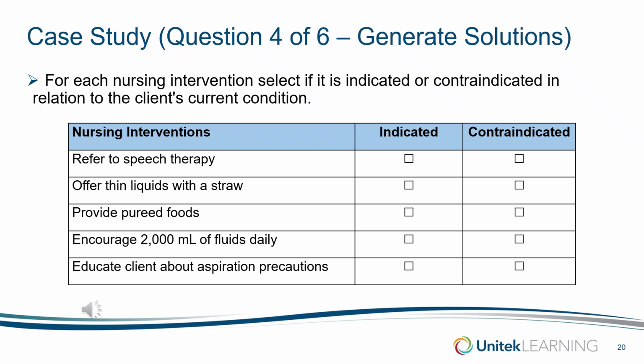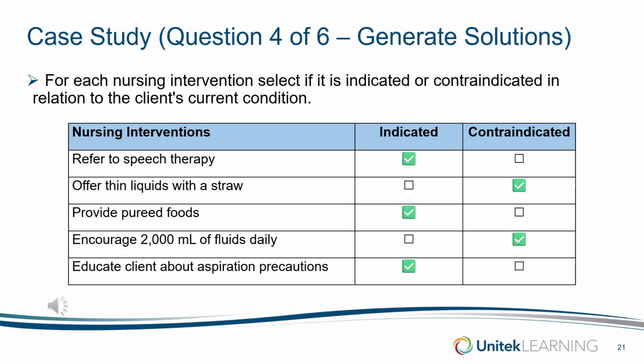The next step of the clinical judgment measurement model is to generate solutions. Here we must take into account all of the data for our client and now determine if the following nursing interventions are indicated or contraindicated based on the client's current condition and assessment findings. When approaching these questions, we must think critically. Do these interventions help or harm based on the current client condition? Let's walk through each nursing intervention.